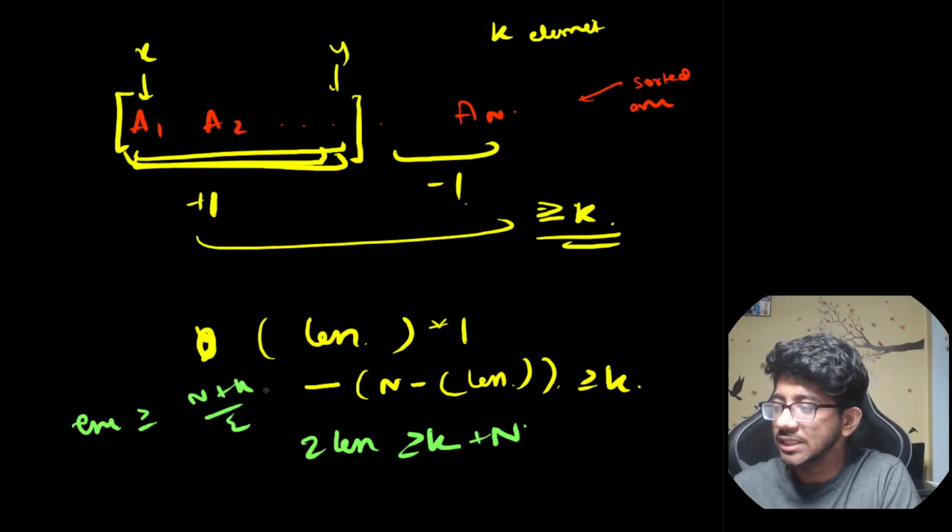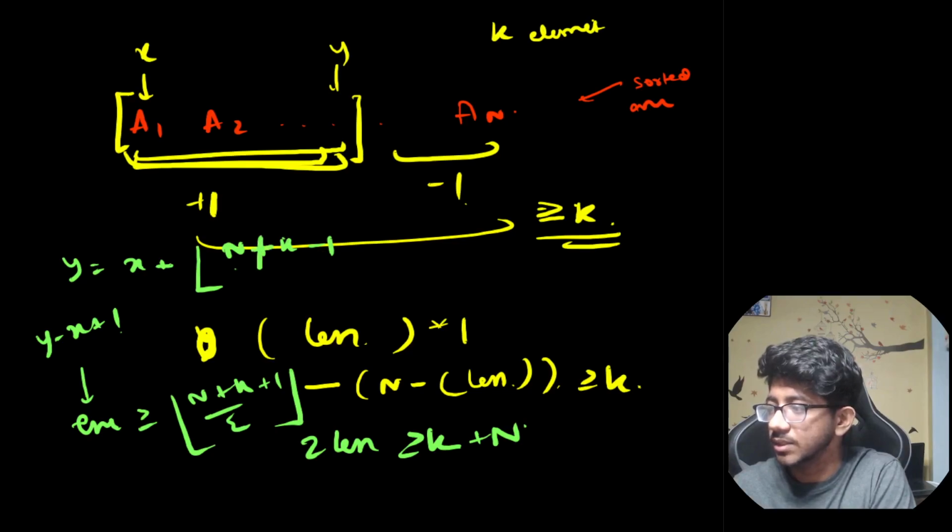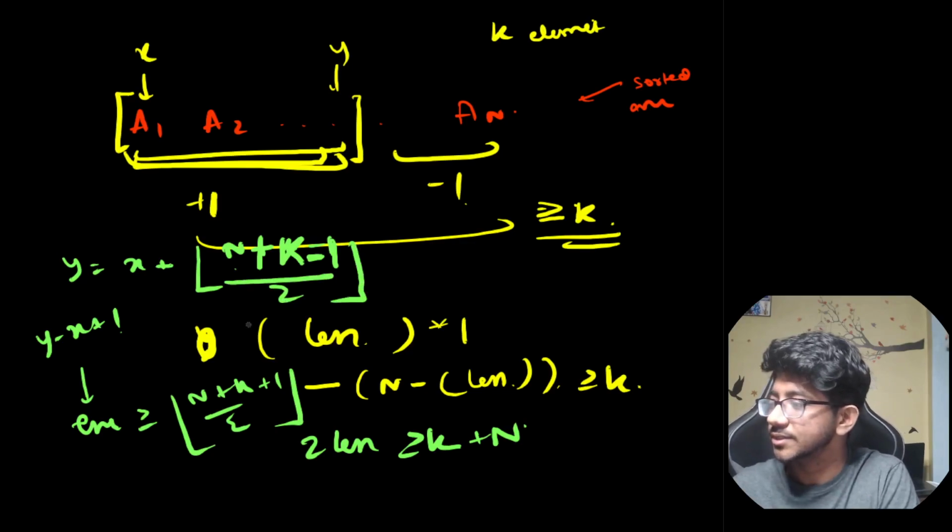And we can kind of seal this off to make it proper division, right? Because we don't want to have floating point values. And from over here we can see that this gives us the value of y minus x plus 1, right? And if we take this plus 1 to this side, y is equal to x plus the floor division of n plus k minus 1 by 2, right? So this is the value of y for a corresponding x.